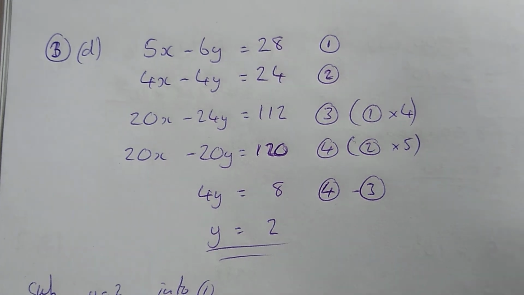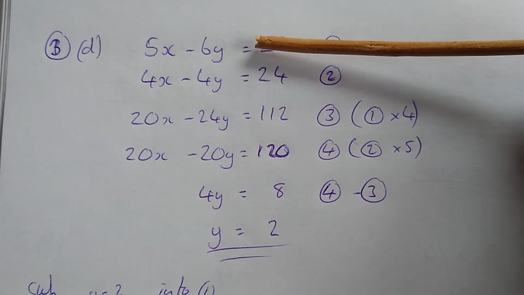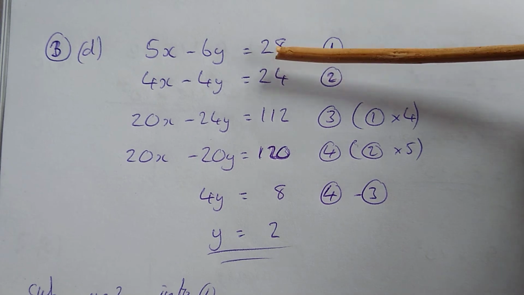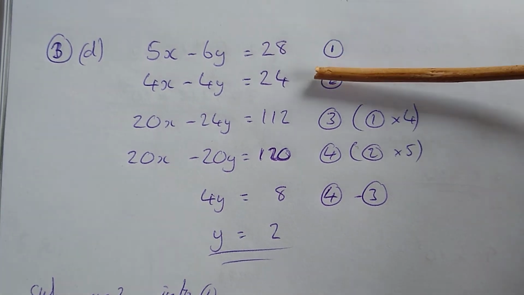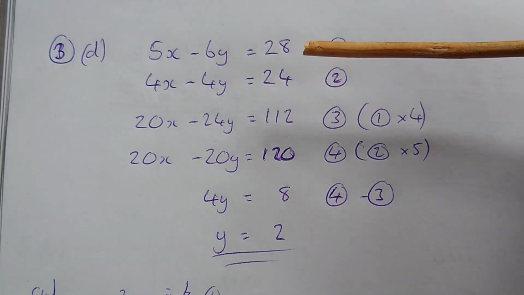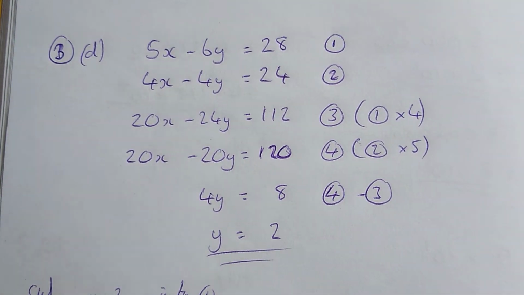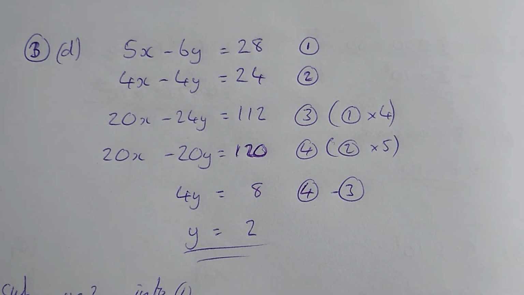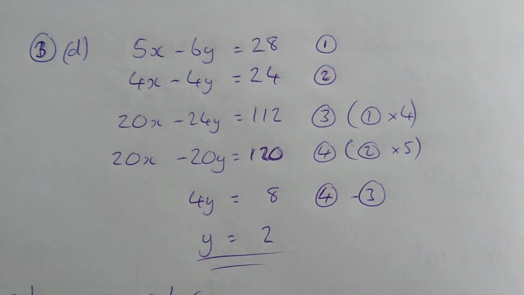So what we need to do is scale the equations. We need to multiply either one or both of the equations so that we get the same amount of x's. What we would say is the same coefficient of x or the same coefficient of y. Coefficient just means how many x's or y's you've got.